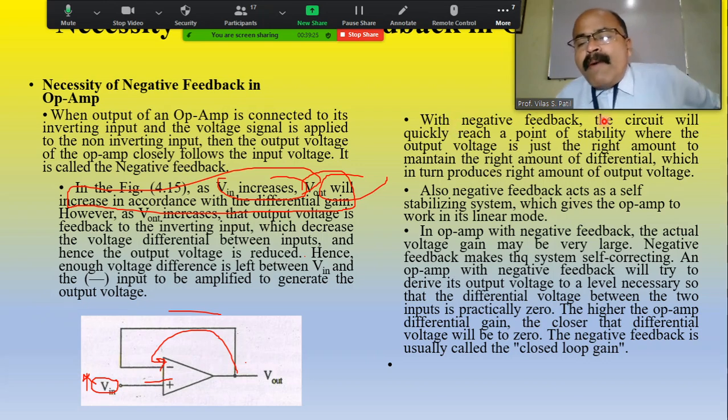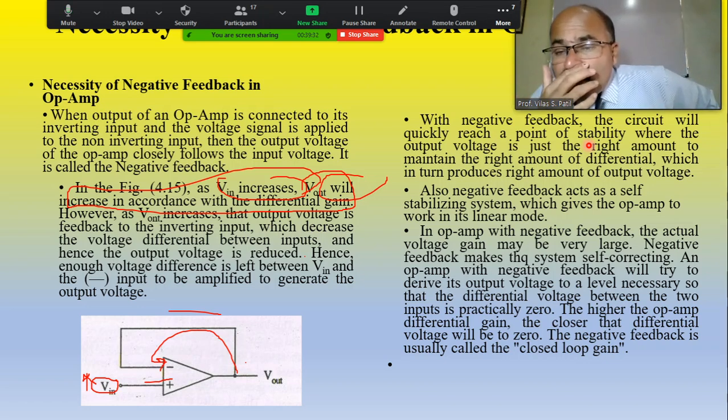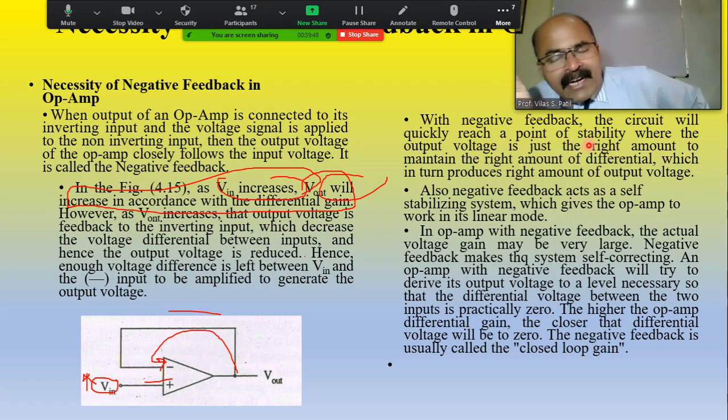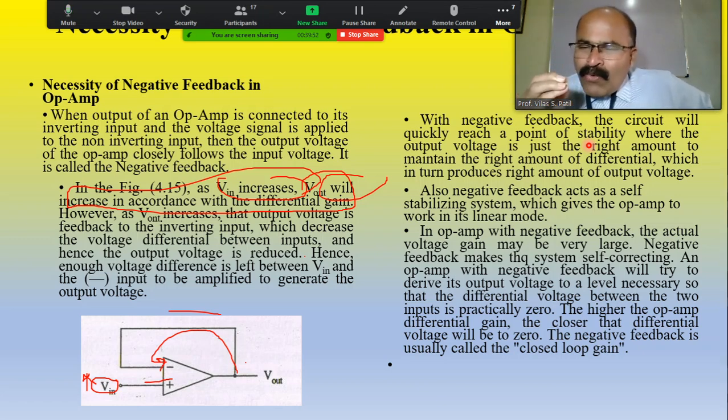With negative feedback, the circuit quickly reaches the point of stability, where the output is just the right amount to maintain the right amount of differential, which in turn gives the right amount of output. The right amount of output gives the right amount of input, which is fed back in negative feedback.